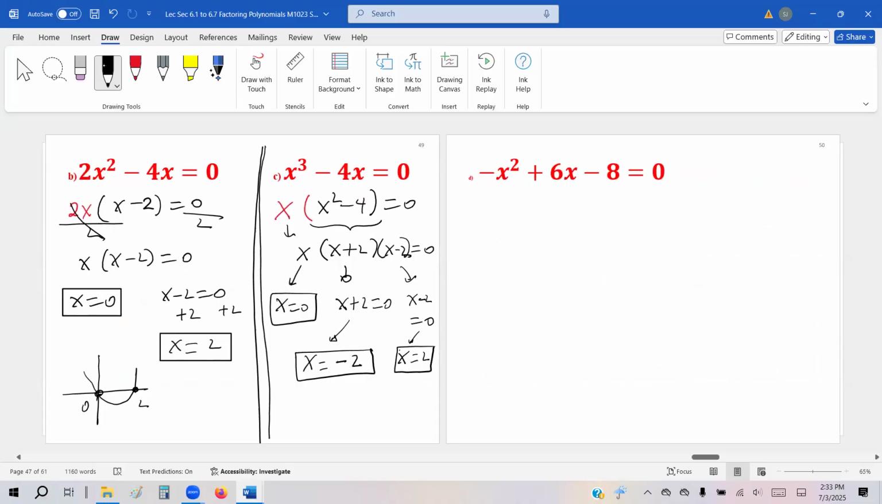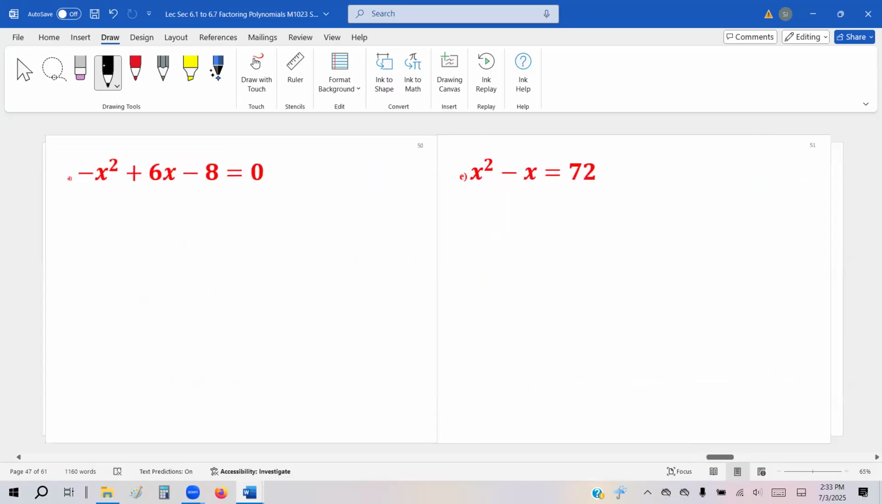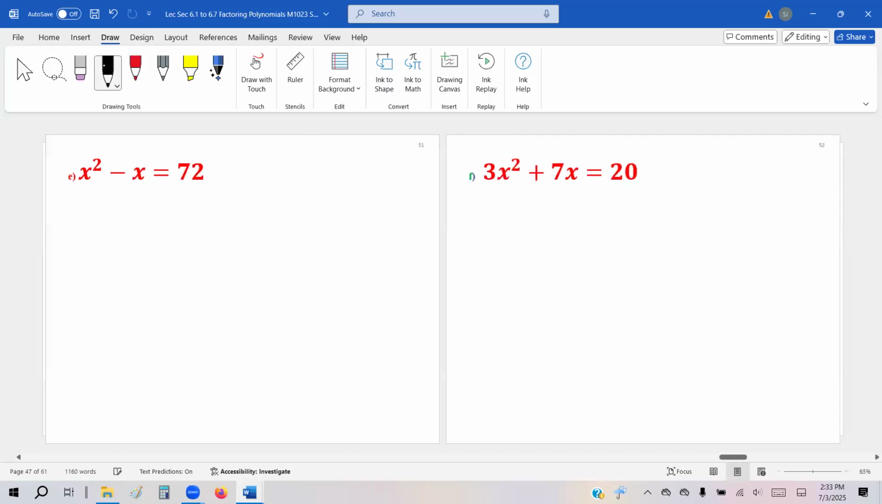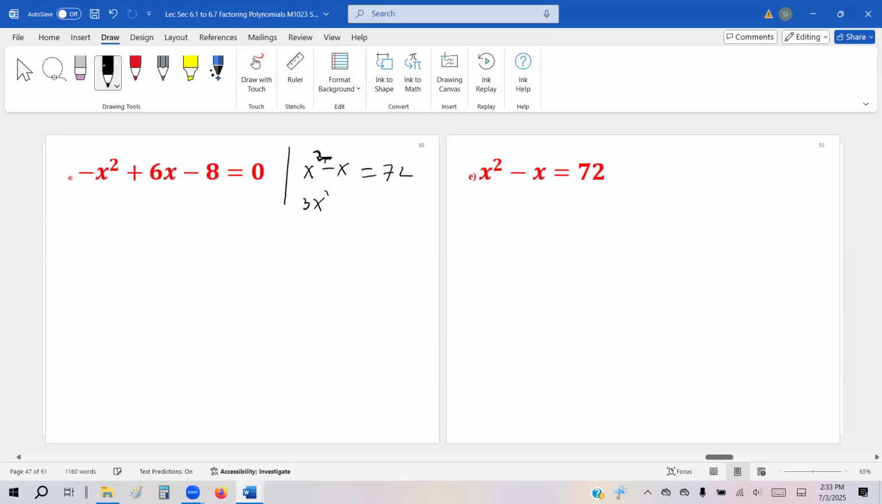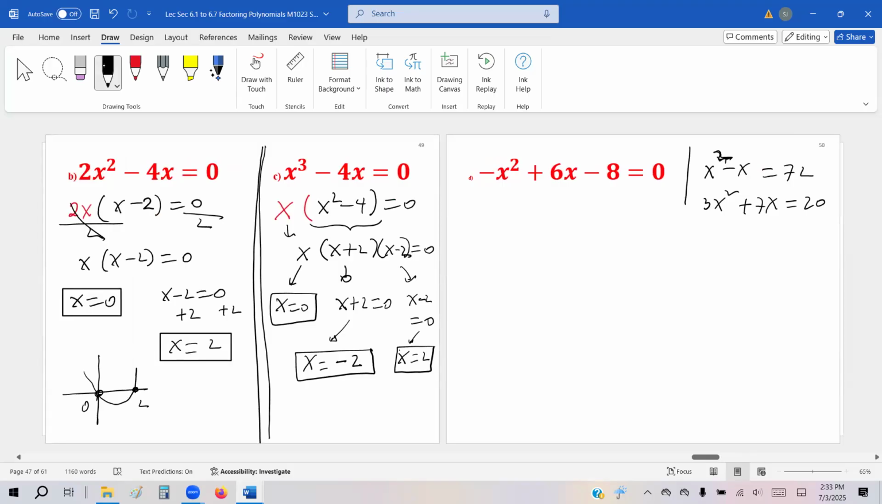Try this one. Oh, I had 3 more, so let me write all 3 together. So this is 1, another one is x squared minus x equals 72, 3x squared plus 7x equals 20. 3 questions. Oh, and these are actually final exam questions.